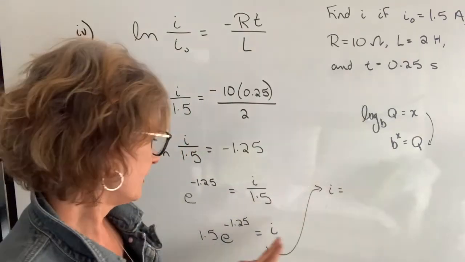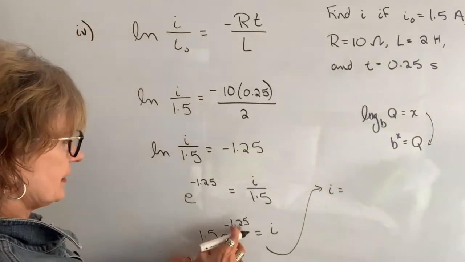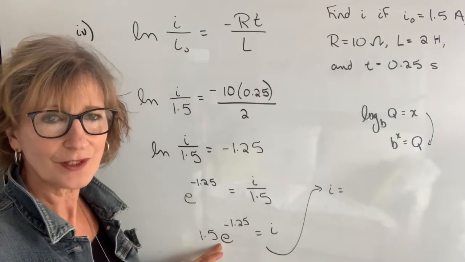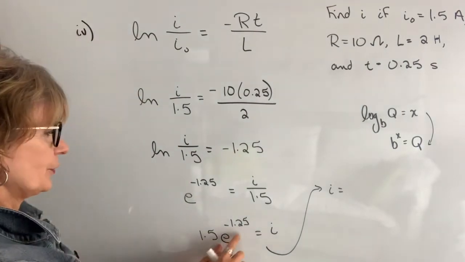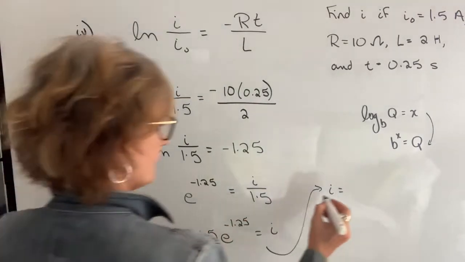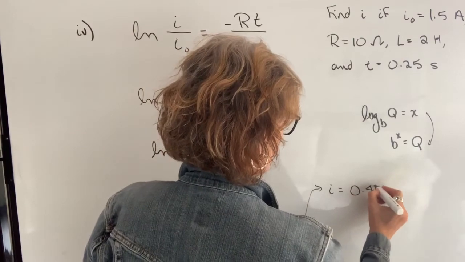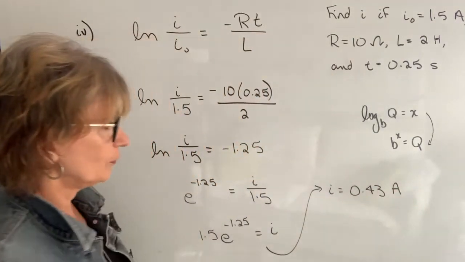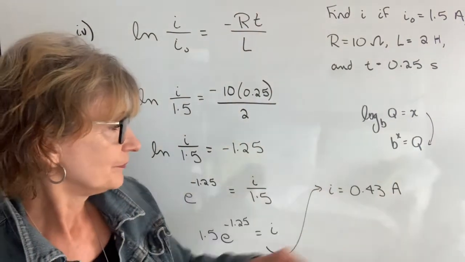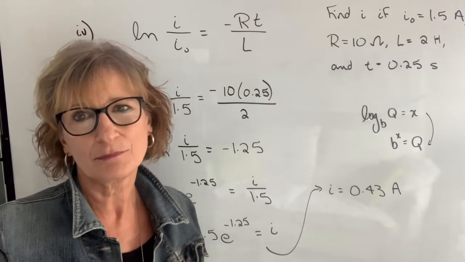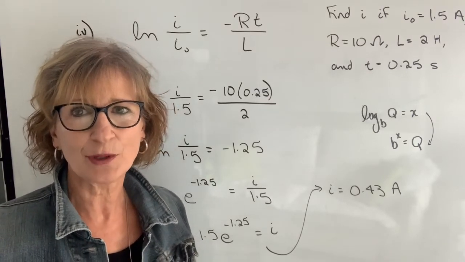So when we plug this into the calculator, find e to the negative 1.25, you're going to use your e to the x key, your natural antilog key. You're going to find that, multiply by 1.5, and we should get an answer of 0.43. I know that this is current, so I know that the unit will be amperes, but unless you're into doing electronics questions, you might not be expected to worry about the units at this point.